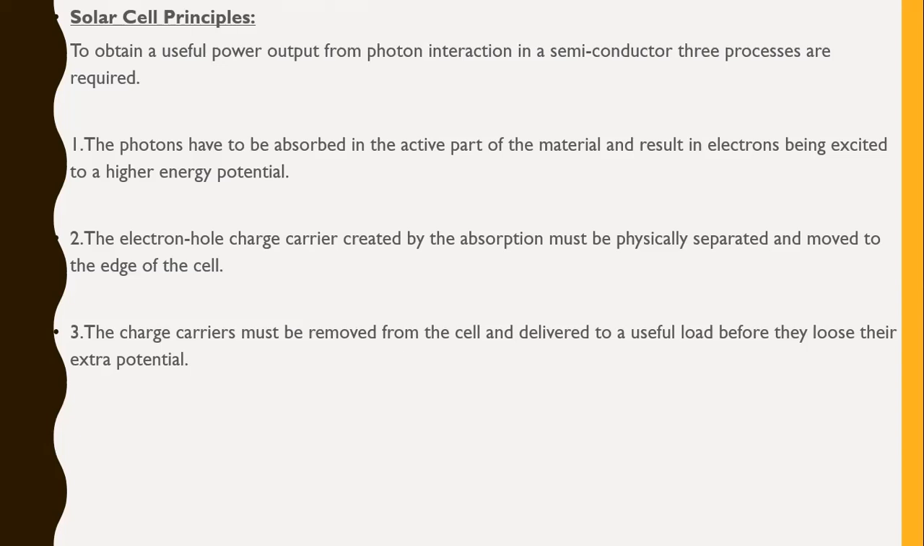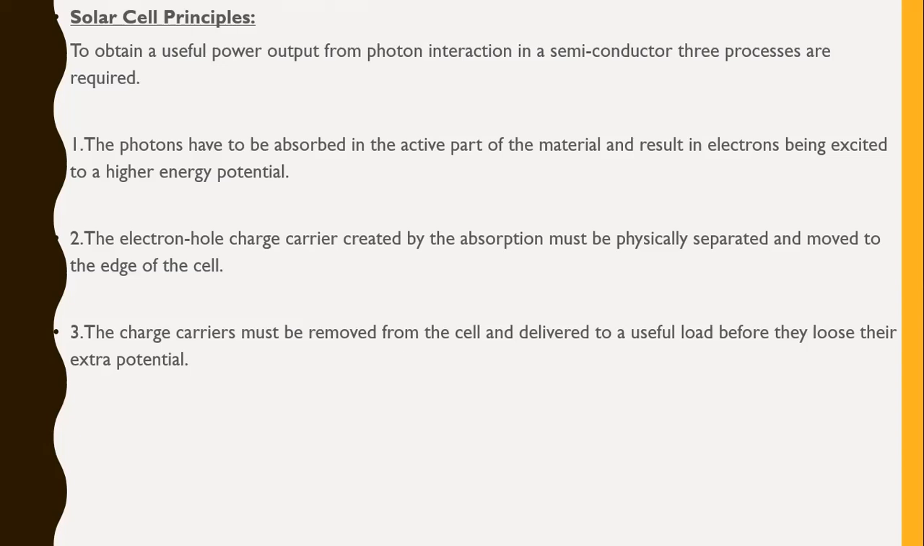At any edge, this side or that side, right side or left side, the electron-hole charge carriers created by the absorption of these photons should be physically separated and should move to the edge of the cell. And the third process is that the charge carriers should be removed from the cell.